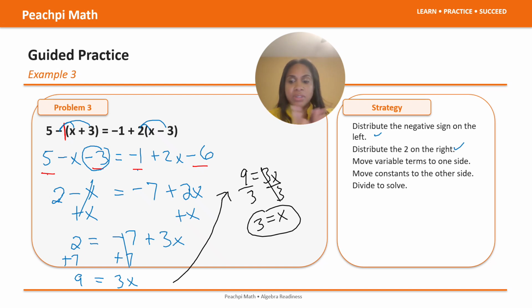So if you have parentheses, distribute first. Always look at your signs. If you have like terms on the same side, combine those first. And then, and only then, you start moving things across the equal sign by using inverse operations. All right. Your last two-step equation, you always want to add or subtract first, then divide.